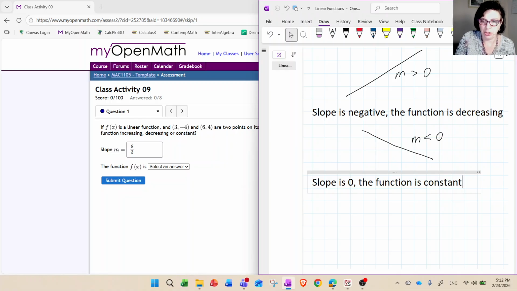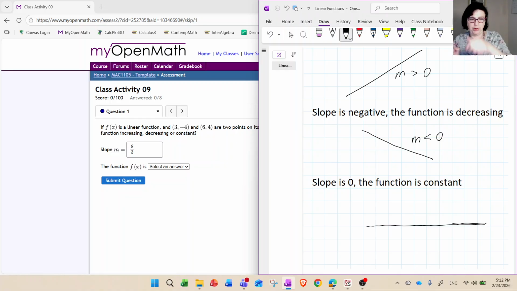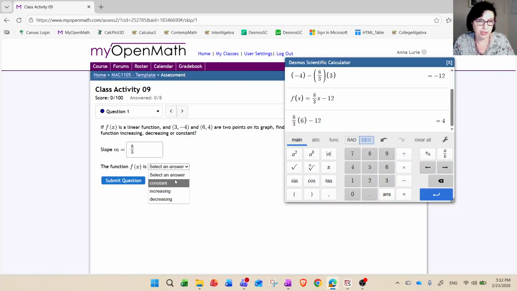That means that it does not change. The slope does not change. It stays zero, stays equal to zero. So it's a horizontal line. For me, because my slope is positive, I'm just going to say increasing here.